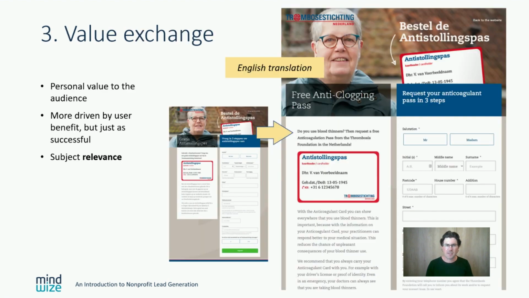Third, value exchanges. A value exchange offers the audience something of personal value in exchange for their details and the chance to continue the conversation. For example, this anticoagulation pass from the Thrombosis Foundation in the Netherlands. This campaign type is more driven by self-interest or user benefit than something like a petition or a hand raiser, but it can be just as successful. And of course, subject relevance is, as always, key here.